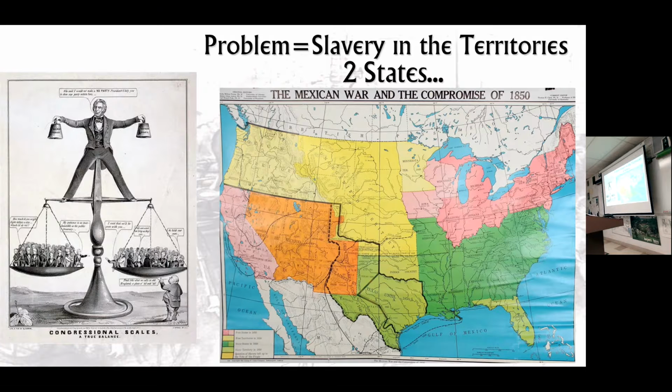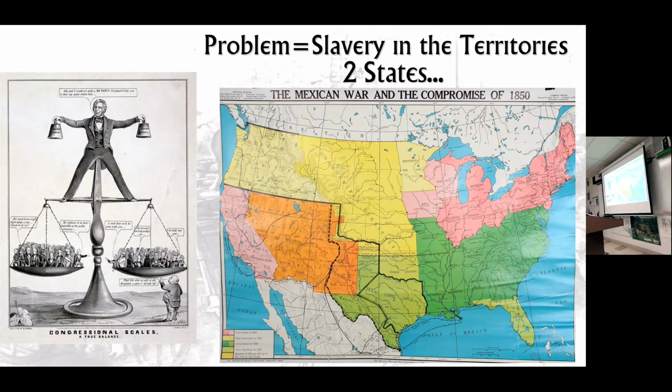And here's the thing. They would come in as states with their existing laws. Meaning California and, let me show you this state, New Mexico. A massive New Mexico. All the area in orange was his proposal for New Mexico. And their existing laws mean, will they be slave or free?